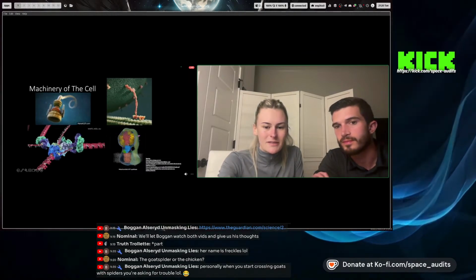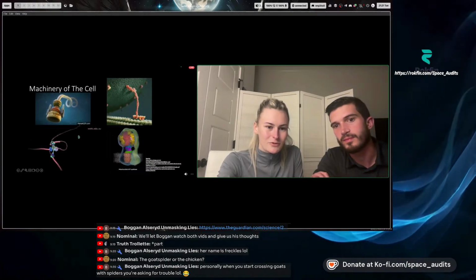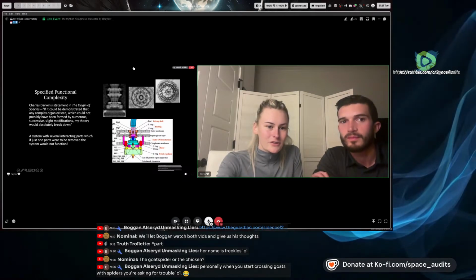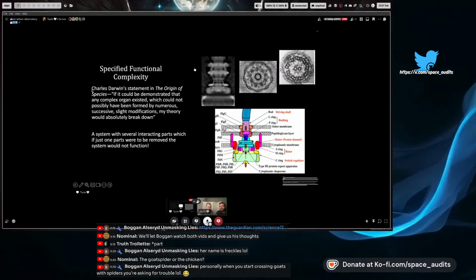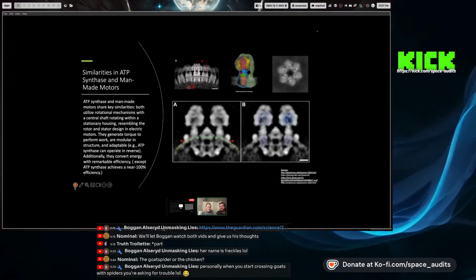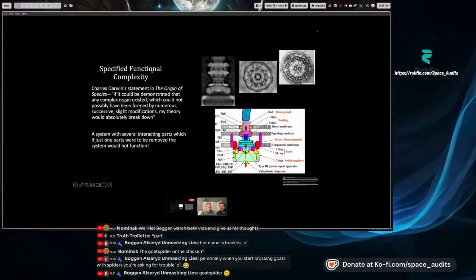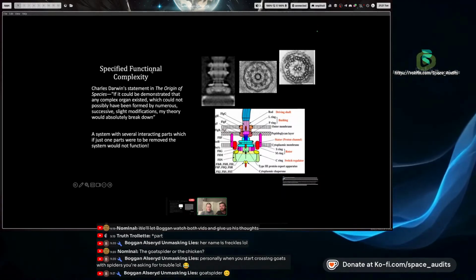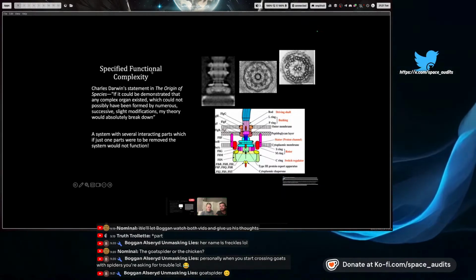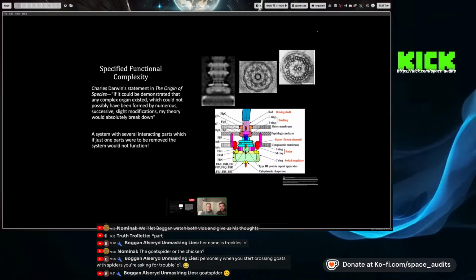So you got this ATP synthetase, right? And then you have this flagellum, and this actually resembles a rotary motor. All right, so specified functional complexity. Here was a statement by Charles Darwin in On the Origin of Species. He said, if it could be demonstrated that any complex organ system could not have possibly been formed by numerous successive slight modifications, my theory would absolutely break down. Right? So basically, if we find irreducible complexity, his theory would break down, right?